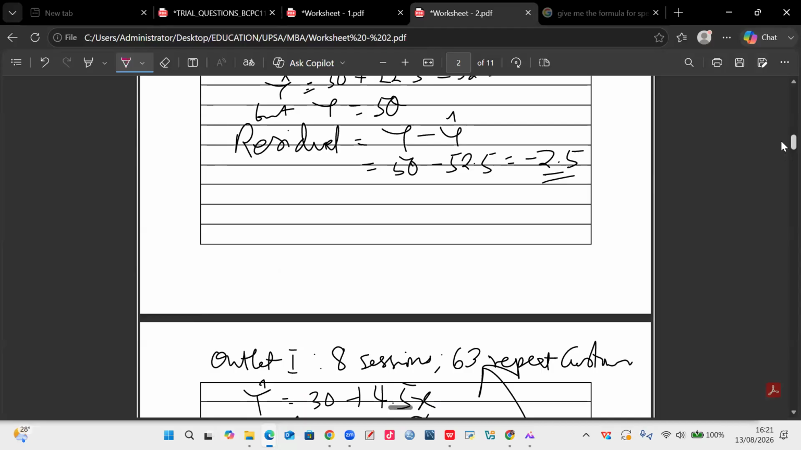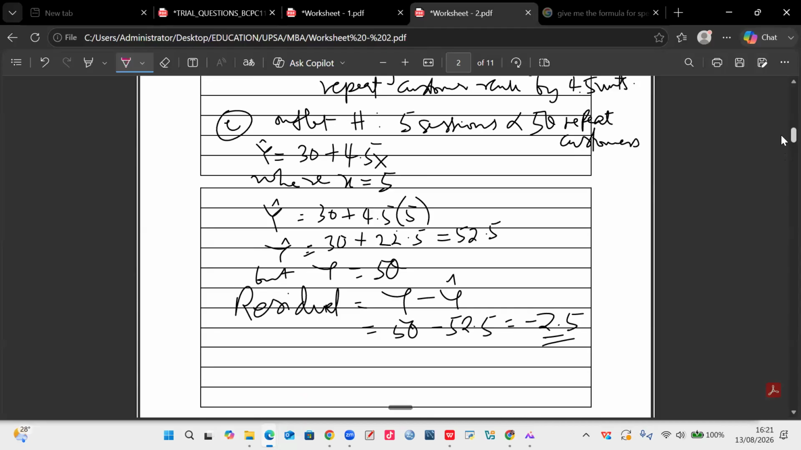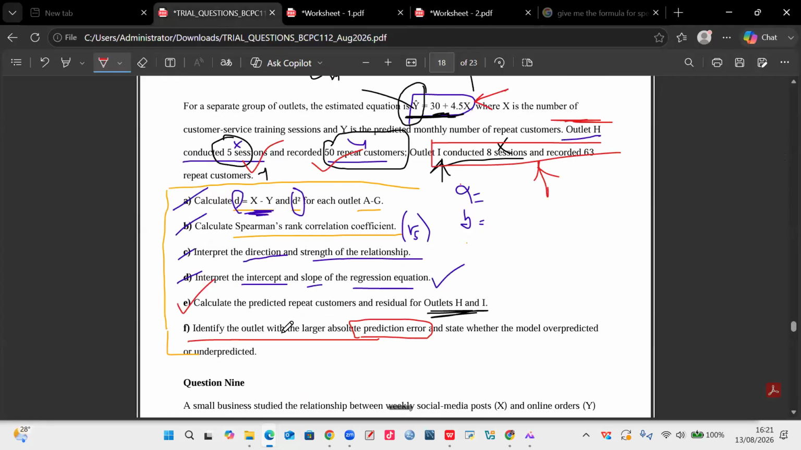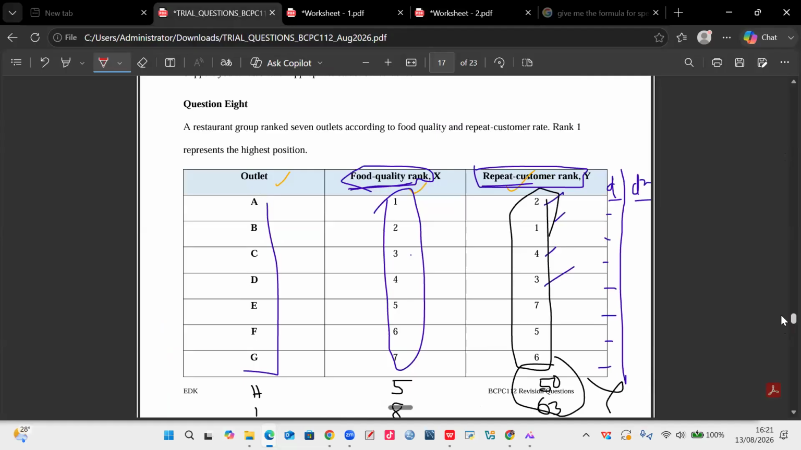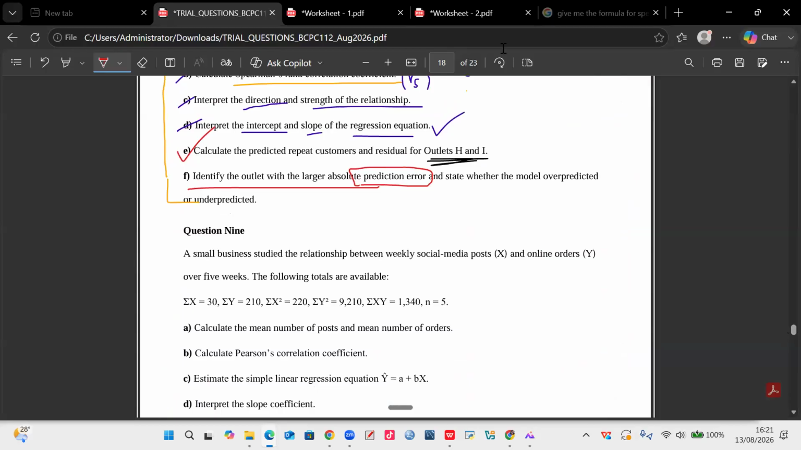A had negative. The two we worked on, they are all minus. So identify the outlet with the larger error. Then you have to do it for all of them. But you only have to do it for A to I. Should I do them? Let's do it here.